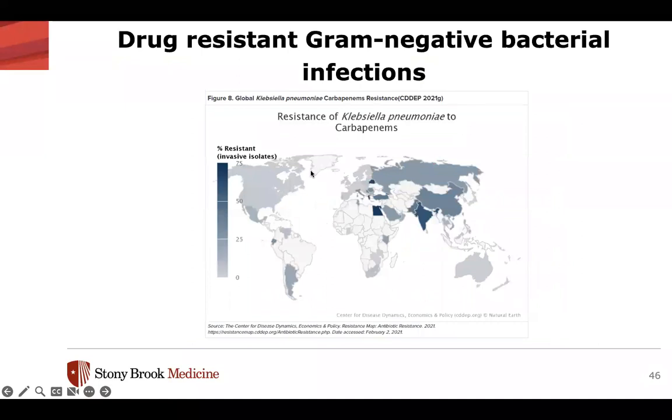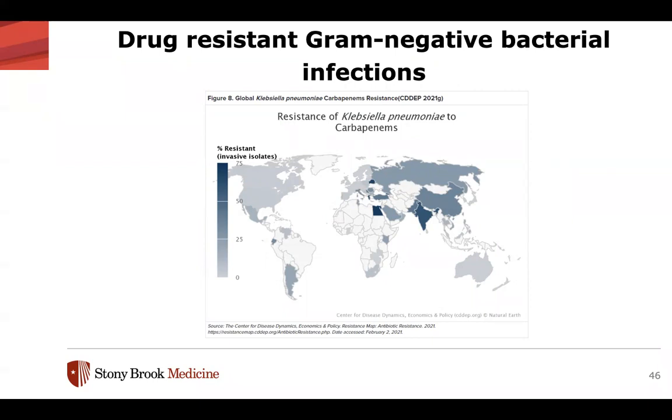And then this graph is just showing global Klebsiella pneumoniae carbapenem resistance. Luckily for Klebsiella pneumoniae resistance to carbapenems, the US is closer to 0%. But in order to keep the statistics true, we want to make sure we always de-escalate from the carbapenems and not overuse them when not needed.